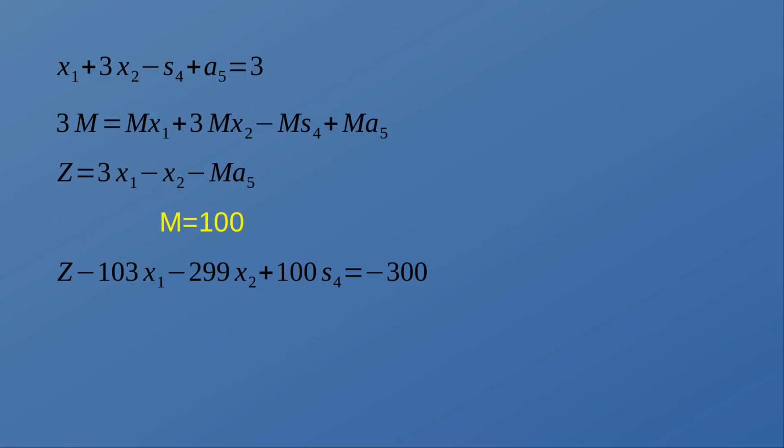We all know that the second constraint is 3x1 plus 3x2 minus s4 plus a5 is equal to 3. Now we rearrange this equation and multiply M on both the sides. And then afterwards we add it to the objective function. And then of course we go back and take M is equal to 100. And we finally get our objective function where M has been taken as 100 and a5 also has been eliminated out.